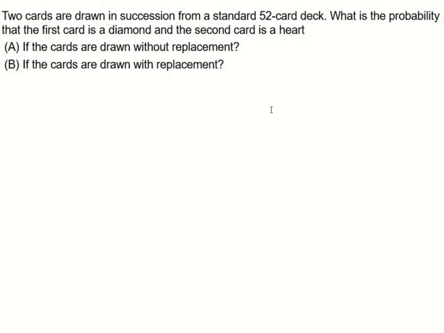Let's look at this problem. Two cards are drawn from a poker deck. The first card is a diamond and the second card is a heart. And problem A is asking us to find this probability without replacement. That means after drawing the first card, we don't put it back. And then we draw the second card.